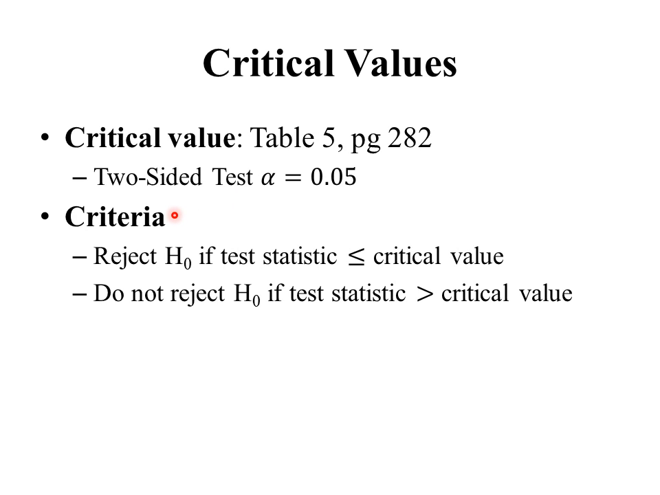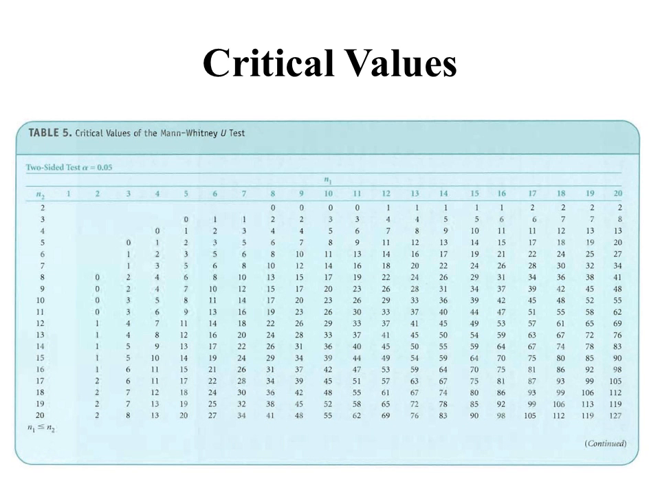Now, once we get the critical value, here's what we're going to do with it. The criteria say that we reject the null hypothesis if the test statistic is less than or equal to the critical value. And we do not reject the null hypothesis if the test statistic is greater than the critical value. So we're going to compare our test statistic to the critical value. If the test statistic is smaller, then we reject the null hypothesis. If the test statistic is larger, then we do not reject the null hypothesis.